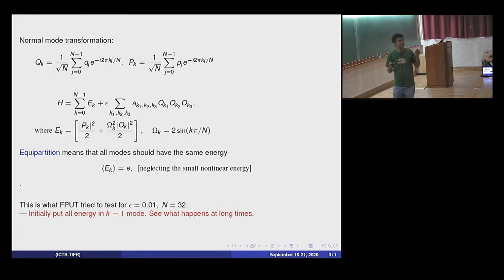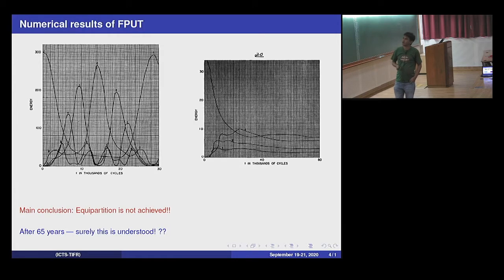So initially they put all the energy in just one of the modes out of these 32 modes, and then you try to see what happens at long times. And what they saw was something like this. This is from their original paper. This is energy of each mode versus time. Initially, all the energy is in just this one single mode, which is the longest wavelength mode in the system. And all the other modes have zero energy.